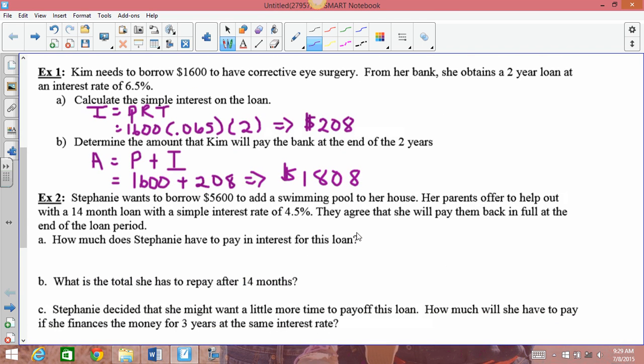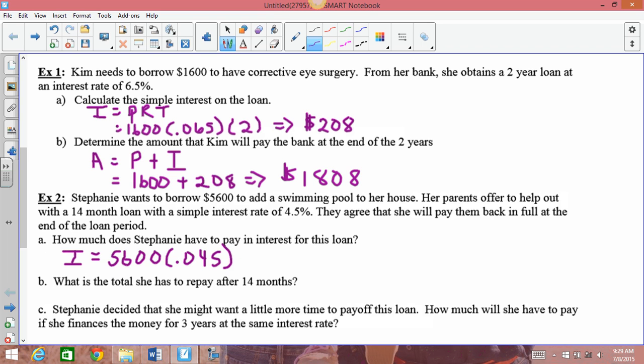In example 2, I'm just going to briefly talk about the difference between A and C and let you fill in B and D. Here, Stephanie wants to borrow $5,600 to add a pool to her house. Her parents offer to help her out with a 14-month loan at a simple interest rate of 4.5%. They agree that she has to pay them back in full at the end of that time frame. So in part A, it says, how much does Stephanie have to pay in interest for this loan? So interest, I equals P. How much is she borrowing? $5,600.